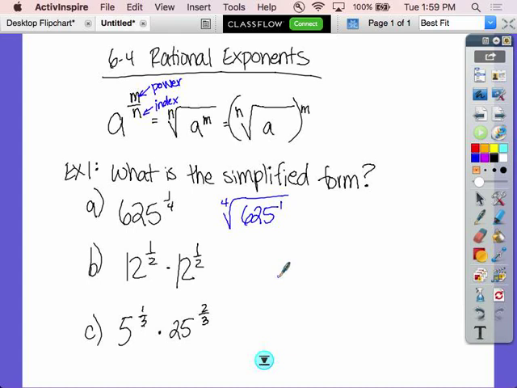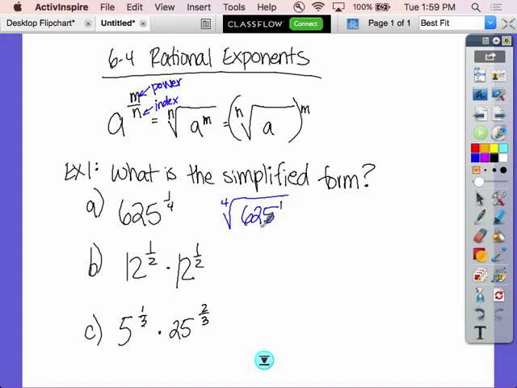When you see a 1 on top, then you know that that is just going to be like the 4th root. If it was 1/2, it'd be the square root. If it was 1/3, it'd be the cube root. You're not really going to raise it to the first power. Anything raised to the first power is itself. So then we would simplify this.